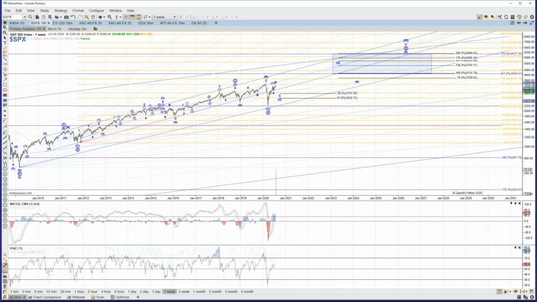Next question, do I consider the March low deeper than typical or expected for wave C of 4? Actually, not at all. This is very, very typical Fibonacci, at least on the S&P 500 chart, very, very typical Fibonacci pinball price action.